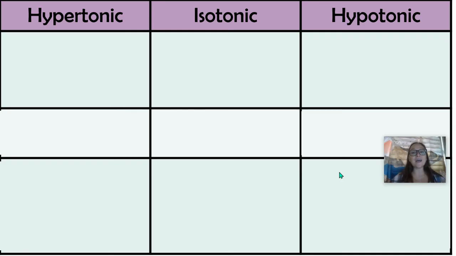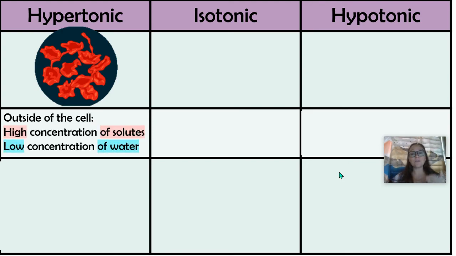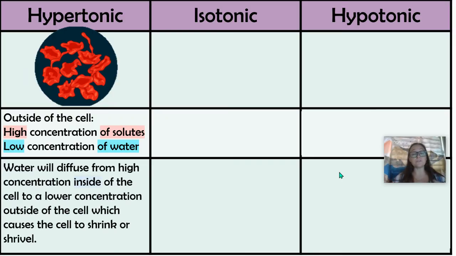So here, if we look at a hypertonic solution, the area around the cells is hypertonic. That means that there is a high amount of solutes surrounding the cell and a low concentration of water. So that means water must be higher inside the cells. So if water is higher inside the cells, it's going to diffuse out to where there's lower concentration of water, and that is why the cells shrivel. So water will diffuse from a high concentration inside of the cell to a lower concentration of water on the outside of the cell, which causes them to shrink or to shrivel.